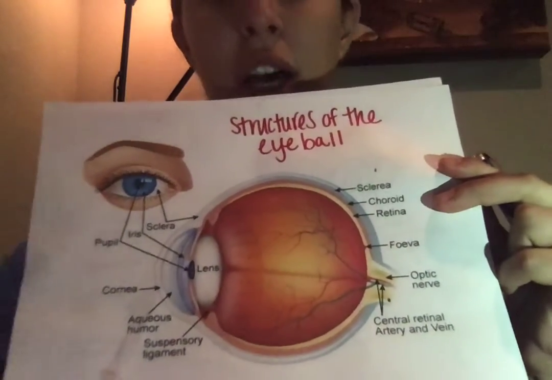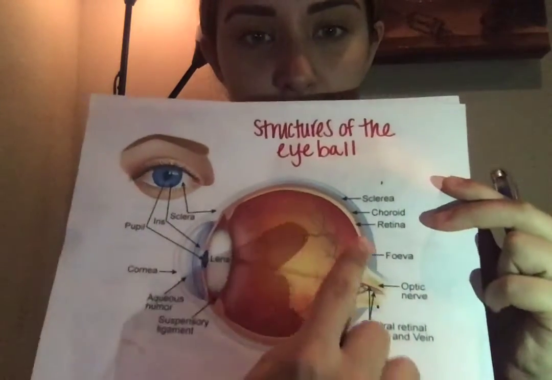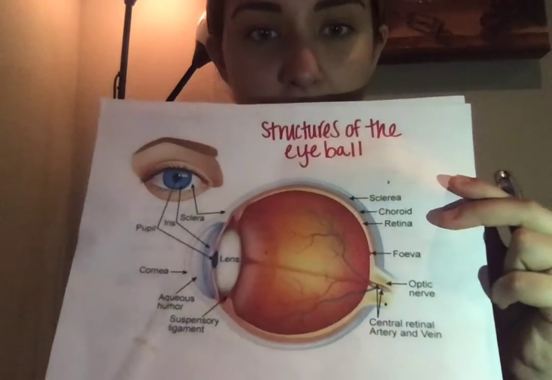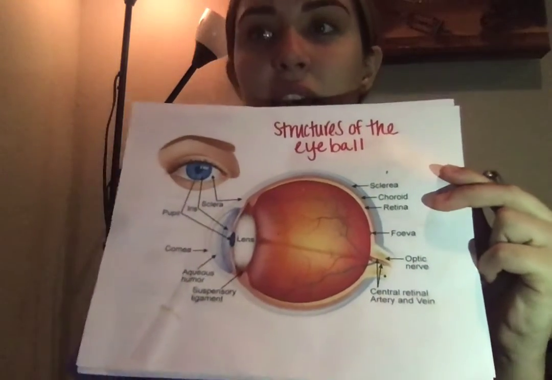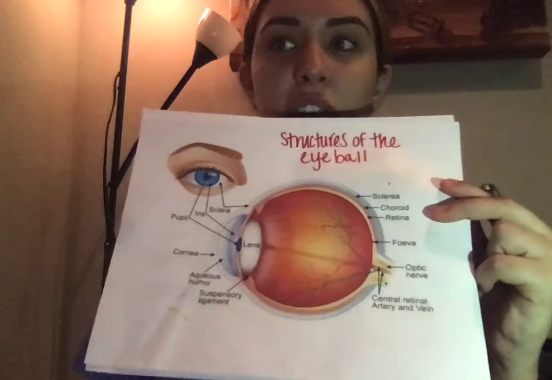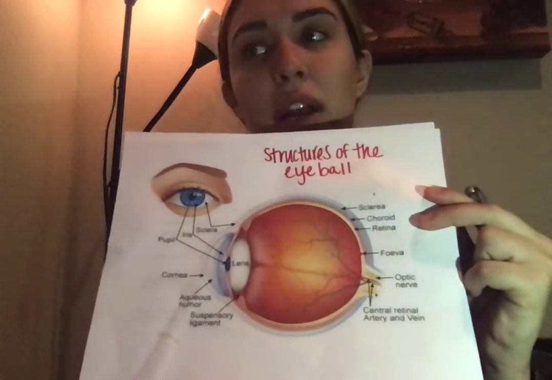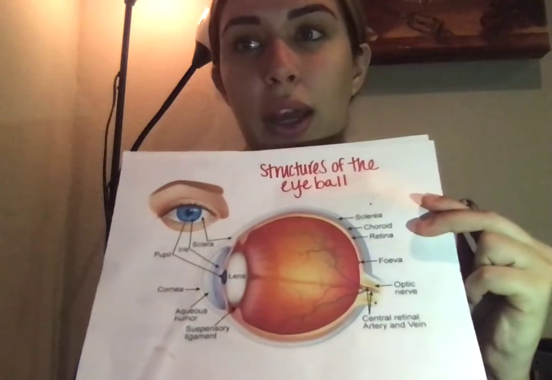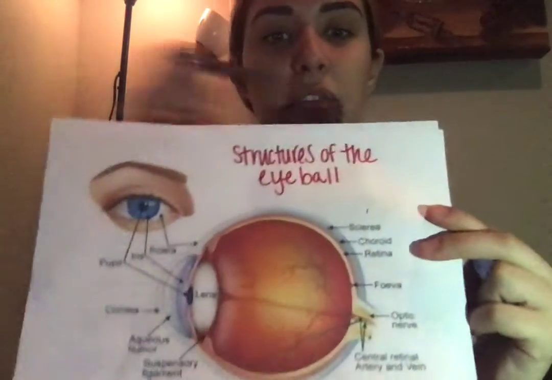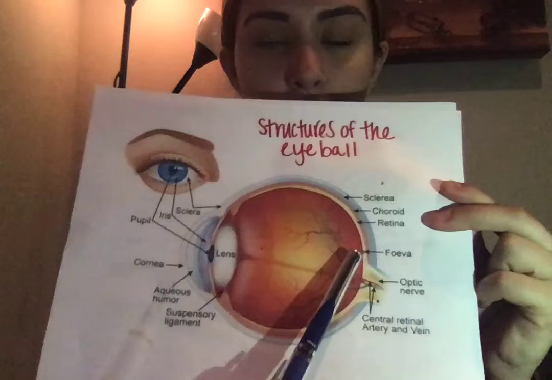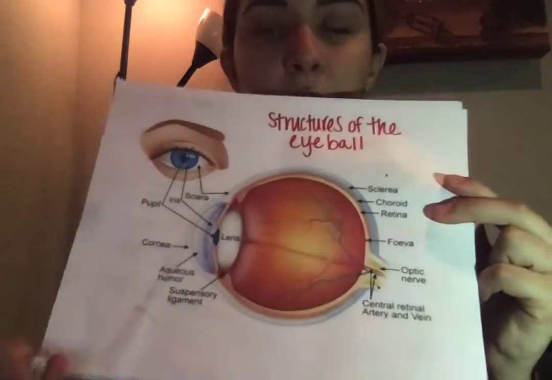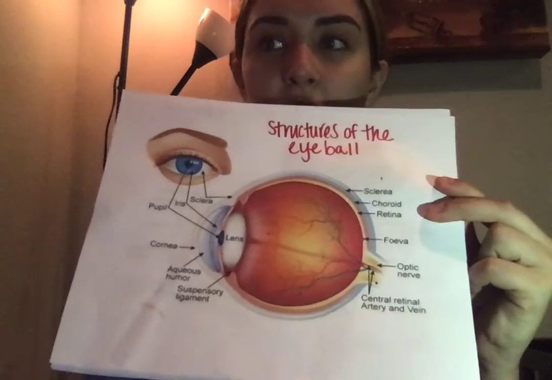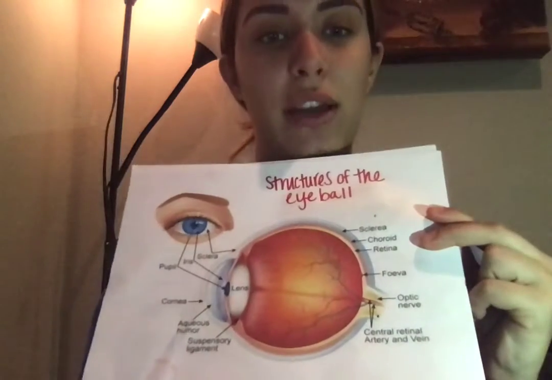And then we have the retina here. The retina is kind of more towards the back. The retina is the innermost layer of the eye, and it converts images into a form that the brain understands and processes as vision. Okay. Next, we have the fovea here. The fovea provides the sharpest visual acuity and is located at the center of the macula.